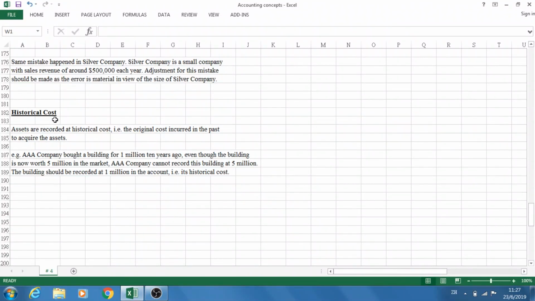Historical cost. Assets are recorded at historical cost, that is, the original cost incurred in the past to acquire the assets. For example, AAA company bought a building for 1 million 10 years ago. Even though the building is now worth 5 million in the market, AAA company cannot record this building at 5 million. The building should be recorded at 1 million in the account. That is its historical cost.